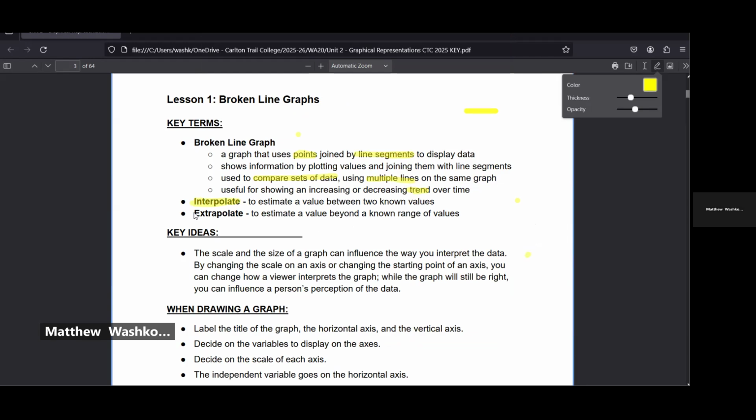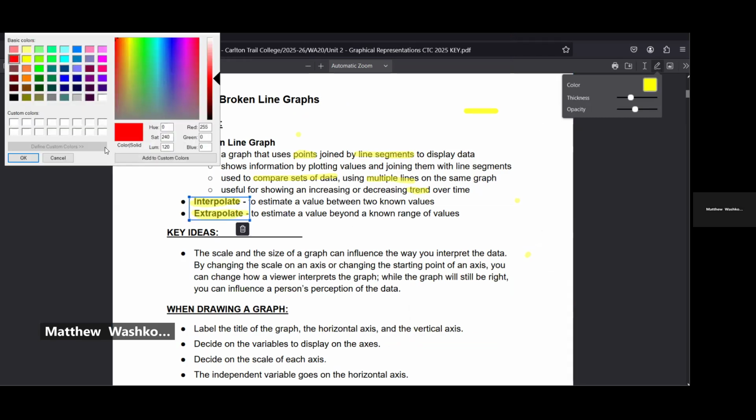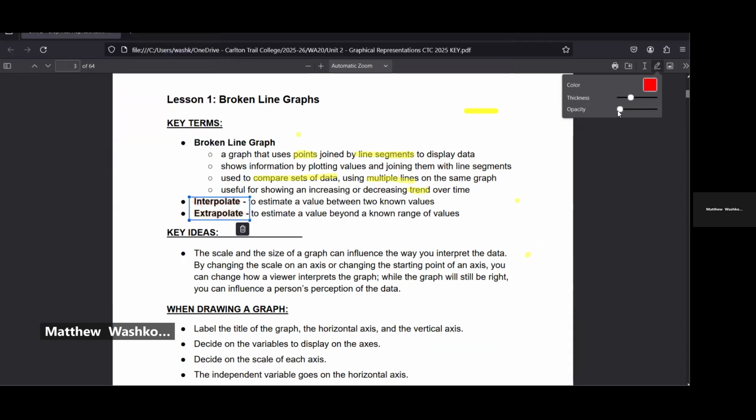We also have two new words: interpolate. You're going to see this occasionally, and extrapolate. Interpolate is where you estimate a value between two known values, whereas extrapolate estimates a value beyond the known range.